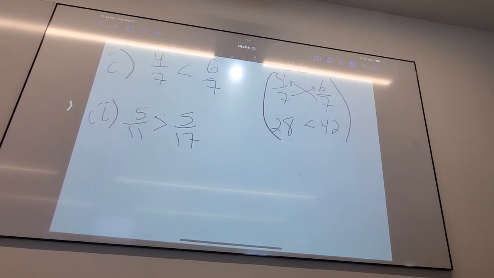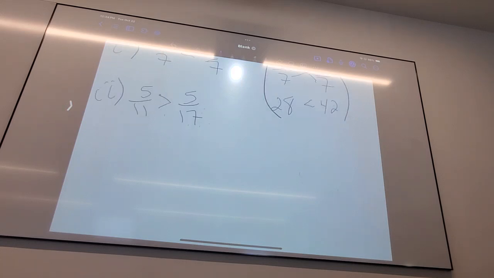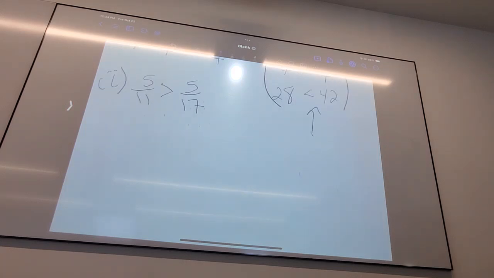So if the bottoms are the same, the comparison is easy. If the tops are the same, the comparison is easy. Now, of course, what gets worse, and the reason we have this other way of doing things, is if the bottoms and the tops are both different. That's when things get bad. So like if I had 11/17 versus 13/20.